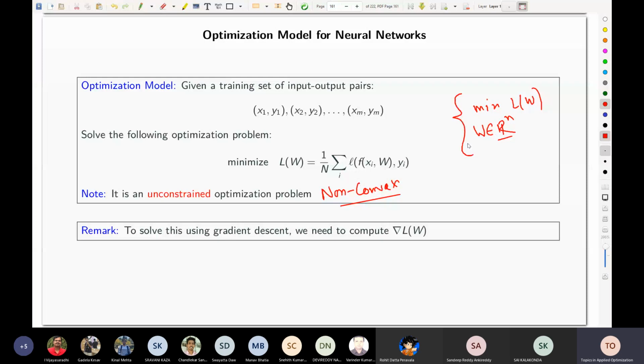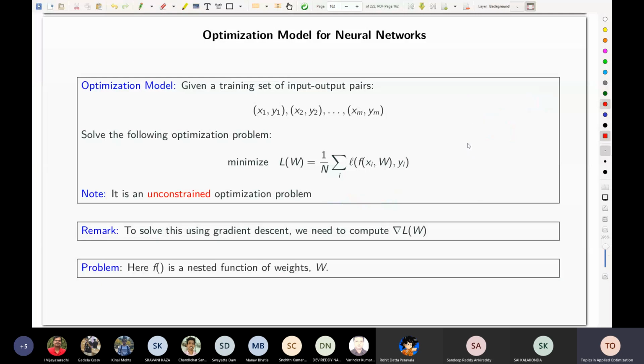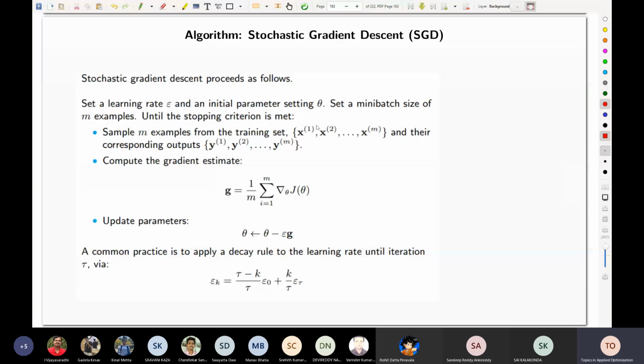Okay, we will learn also other variants, but one variant we know is so-called gradient descent. So these are the models for the neural network, and f here obviously is the nested function of weights. Okay, so this is how we can apply the gradient descent for training in a neural network.